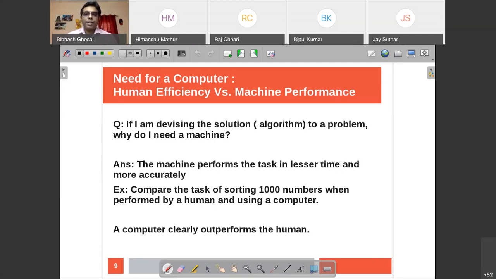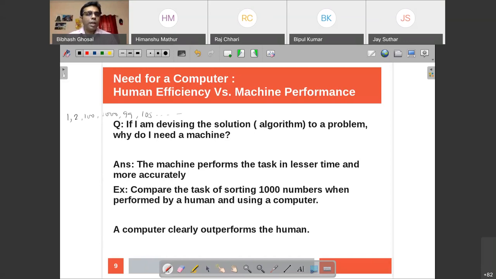Let's take an example. Compare a task of sorting 1,000 numbers when you are going to do that and when a machine is going to do it. If you want to sort 1,000 numbers, there is a specific technique by which the problem has to be solved. What is the technique? The technique is that if I'm given some numbers, let's say from 1 to 100, 1,000, 99, 105 in this way.